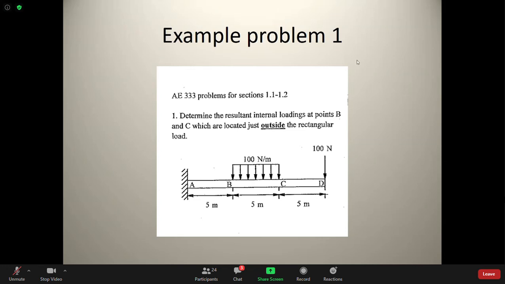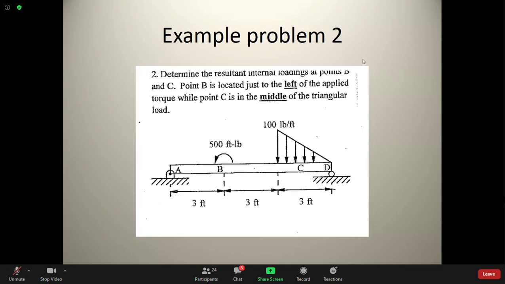All right, let me go to the next example, which is this. Please read the example problem as I prepare my little board for this problem.